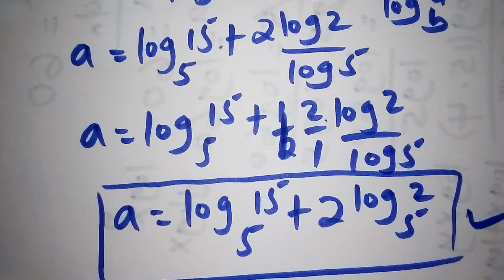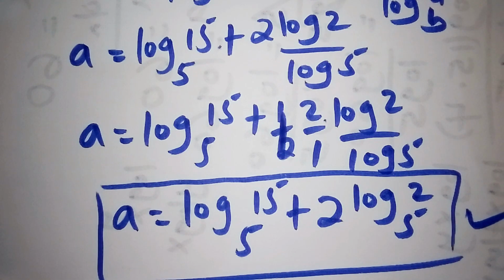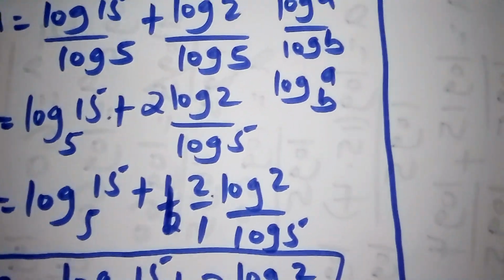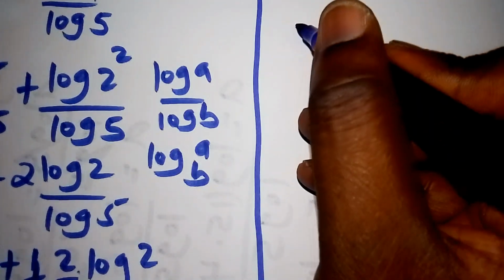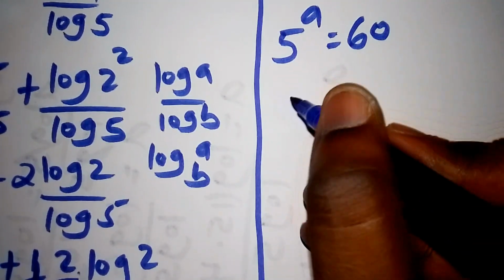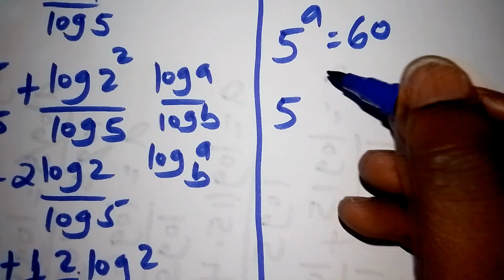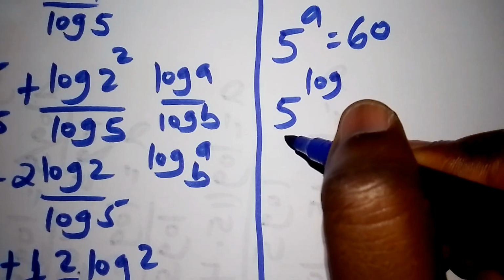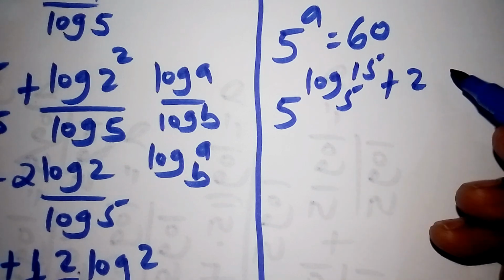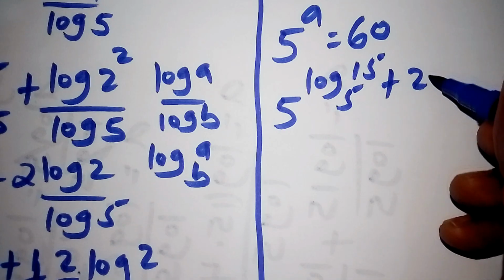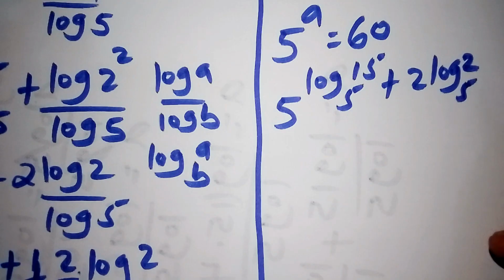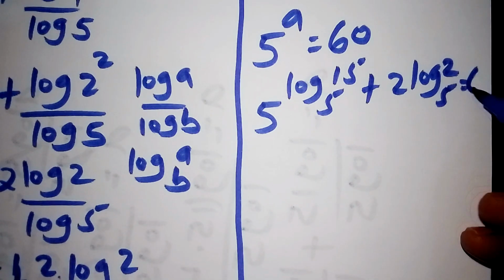We can still prove it by checking if that is the correct answer. We were looking at 5 to the power of a. Initially we had 5 to the power of a is equal to 60. So now 5 to the power of a, we have 5 to the power of the log of 15 to the base of 5, plus 2 times the log of 2 to the base of 5, and this is equal to 60.